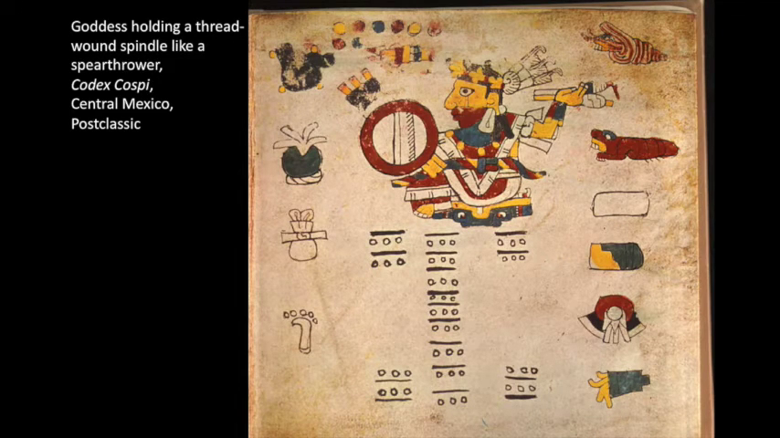This is a page from the post-classic Central Mexican Codex Cospi. It was painted by neighbors of the Aztecs. It shows a goddess wearing a triangular quechquemitl cape. Remember quechquemitls from Cacaxtla. She holds a round shield in front. She holds her arm in back with two fingers extended, as if holding a spear thrower. But she is not holding a spear thrower. She is holding a spindle and spindle whorl, wrapped in spun thread. So there's a parallel between spear throwers and spears, and spindles and spindle whorls, being created by this image.